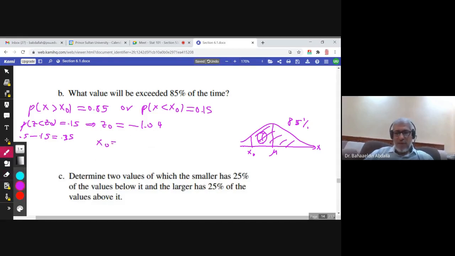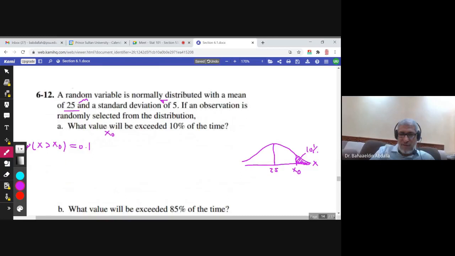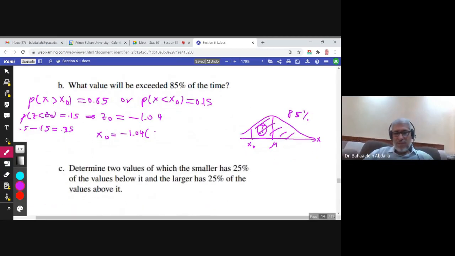Now X0 would be Z0 times sigma, which is 5, plus the mean, which is 25. And the answer would be 19.8. So this graph is correct. And it must be correct, of course, because this is what we understand from the question. X0 is to the left of the mean, so it's 19.8. If you do not put minus here, you will get X0 to the right of the mean, and your answer will not be correct.